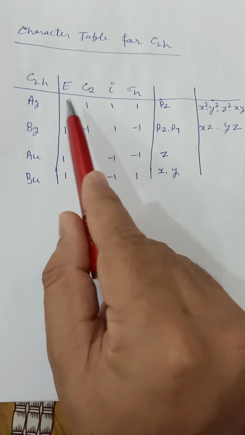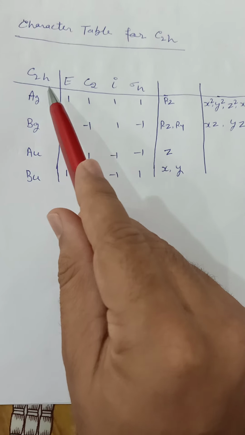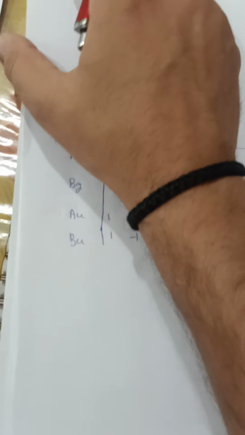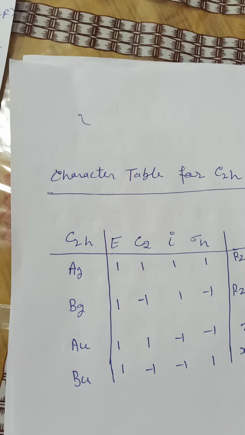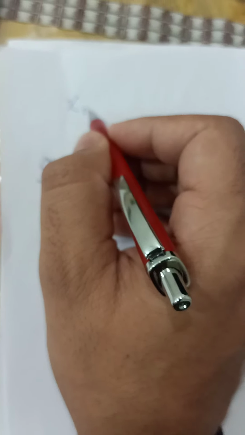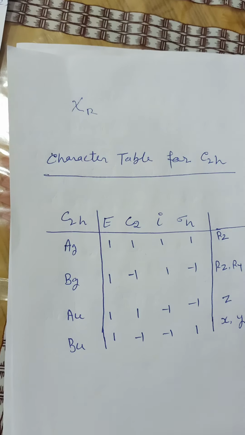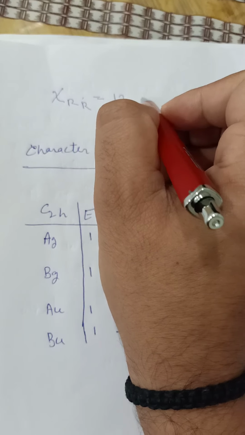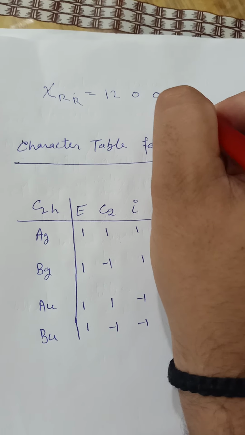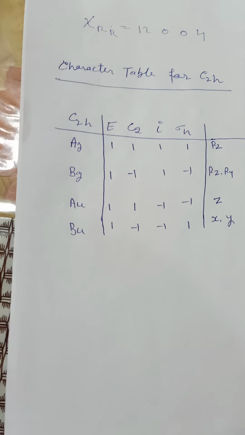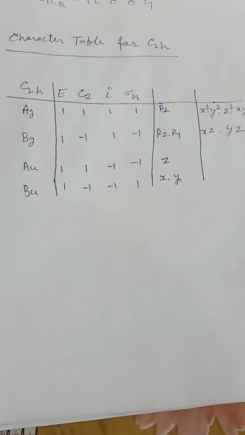These are the irreducible representations for this C2h point group. Okay. Now I will use that reducible representation, which was this one. This is equal to 12, 0, 0 and 4. I will use this one to find out the value of this n for each irreducible representation.